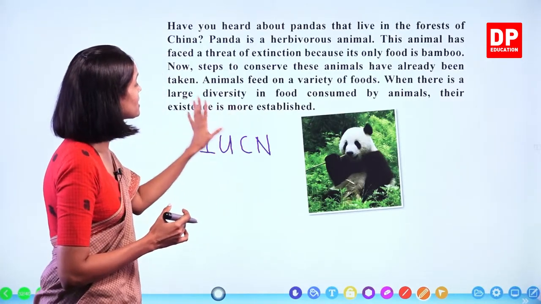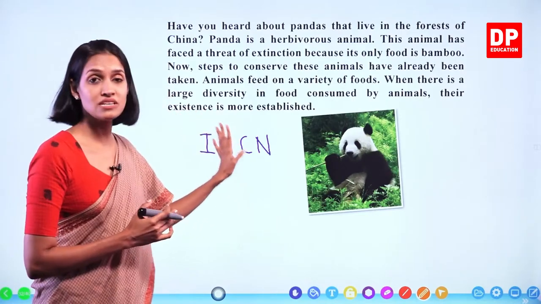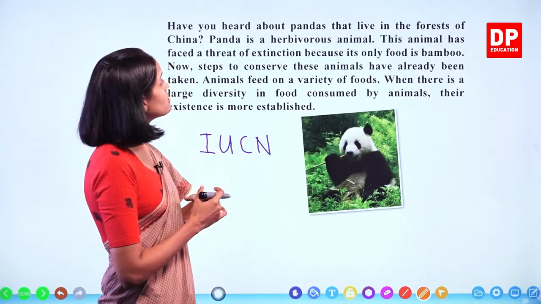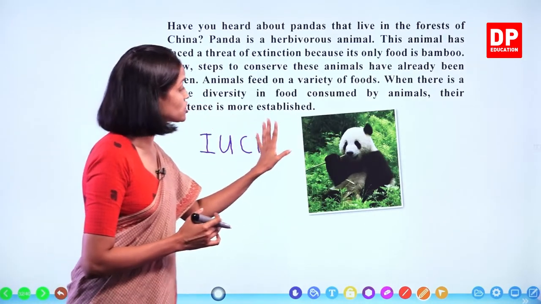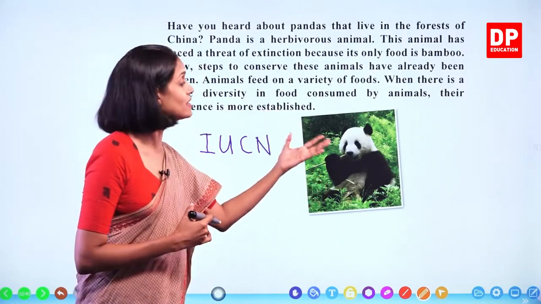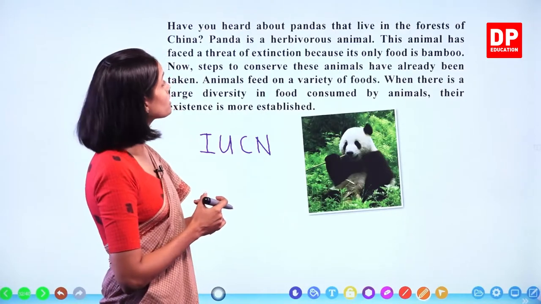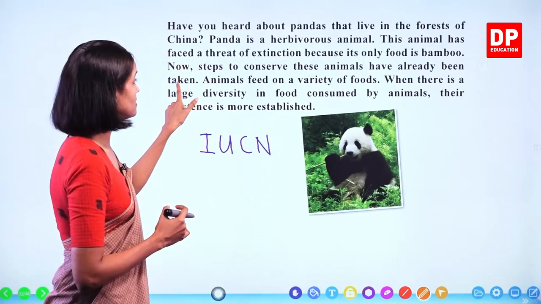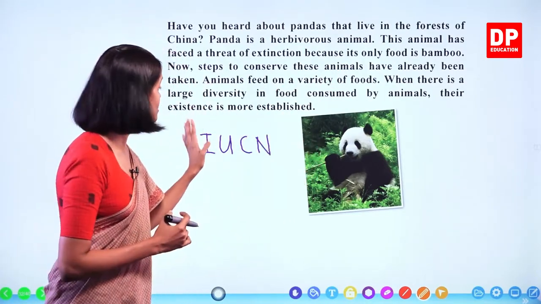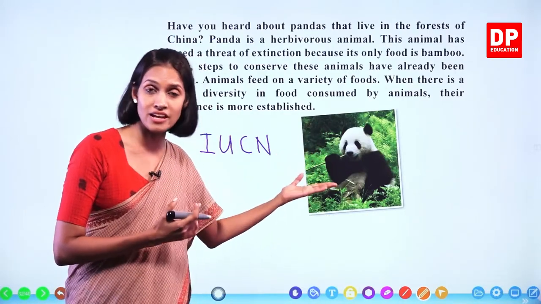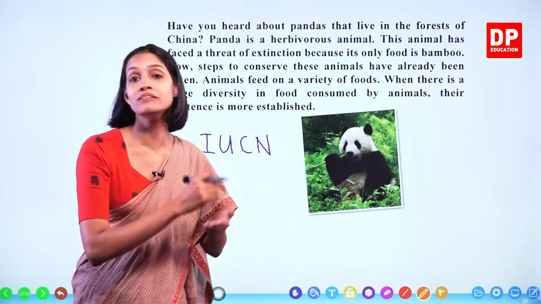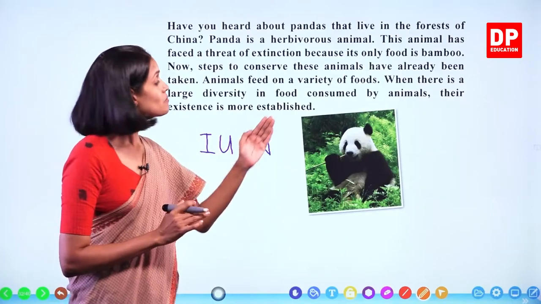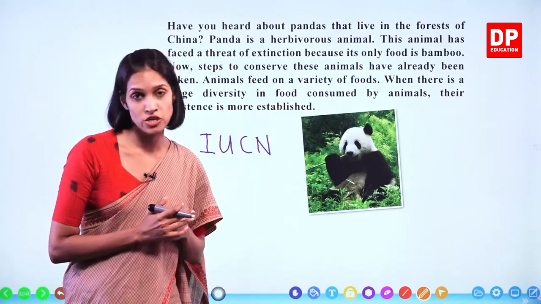Right, children? So that's why this organization, IUCN, named this animal as an endangered species. Anyway, this organization took steps to conserve this animal and thereby to increase the number. Steps to conserve these animals have already been taken. So recently, the IUCN upgraded this animal from endangered species to vulnerable species. Vulnerable species means the risk is still there, but it's much better than the endangered species.